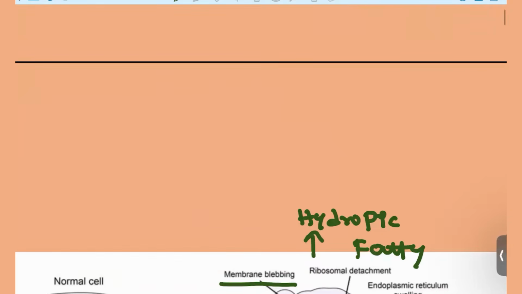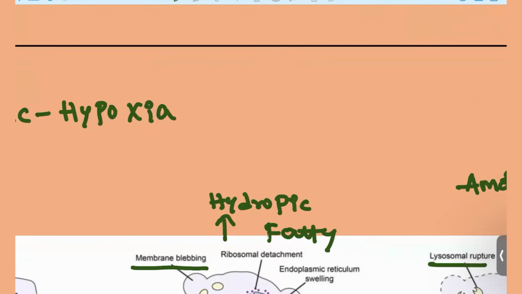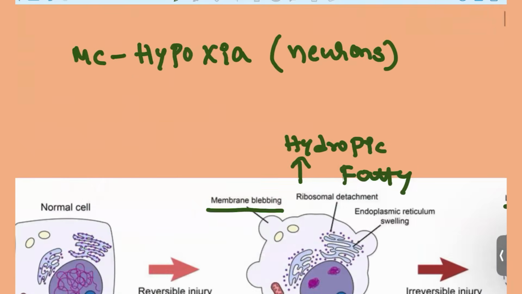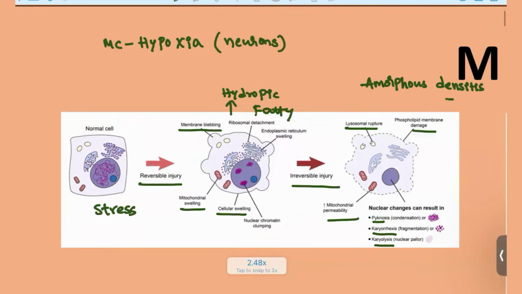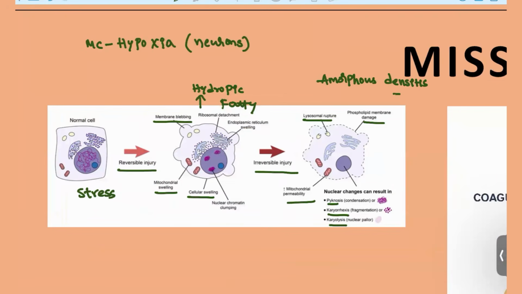Then, what is the most common cause of this injury? The most common cause is hypoxia, decreased oxygen to the cell. And which cells are the fastest to get damaged by hypoxia? The neurons. Neurons are more prone and sensitive to damage by hypoxia, right? These are the reversible and the irreversible changes.